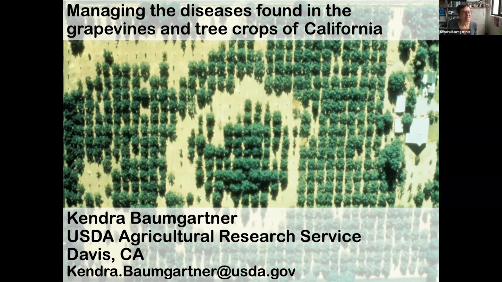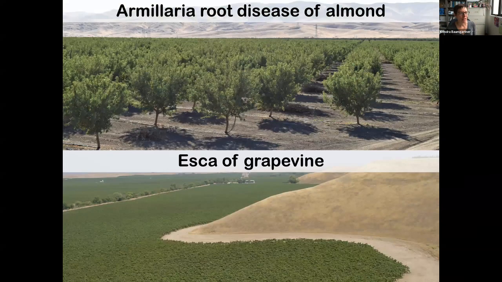So today, as you can see, I'm going to talk about grapevine diseases and diseases of tree crops in California. There will be 2 parts to my talk. The first will be on Armillaria root disease of almond, and the second will be on ESCA of grapevine. ESCA is a grapevine trunk disease. Both of these diseases are found worldwide in every major growing region for these 2 crops, but I'll be focusing on the work I have going on in California specifically.